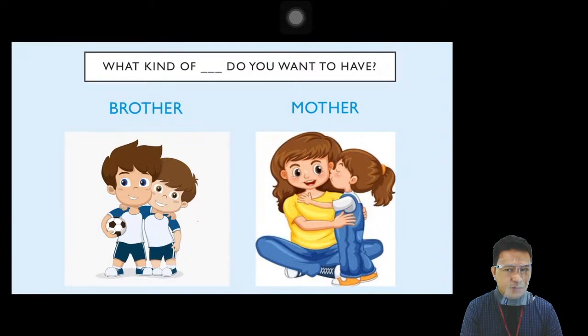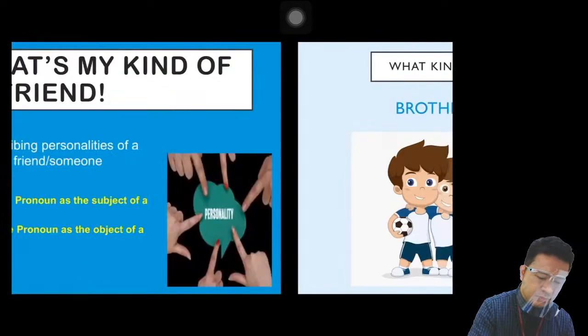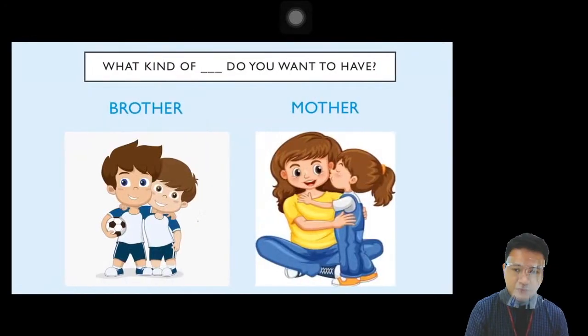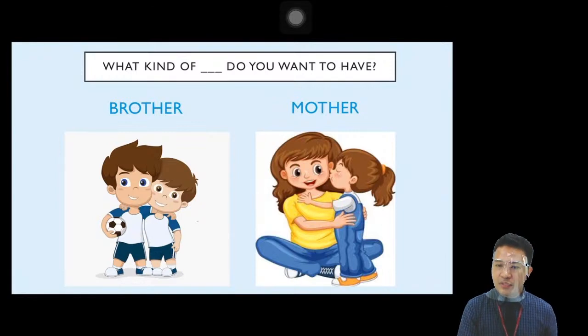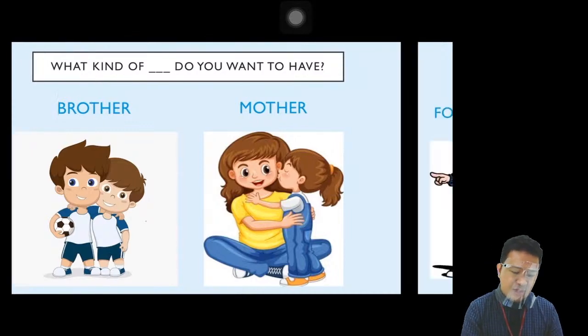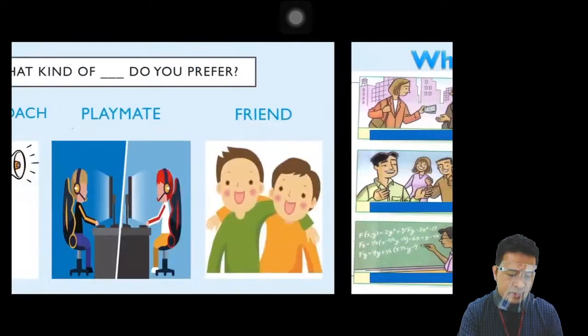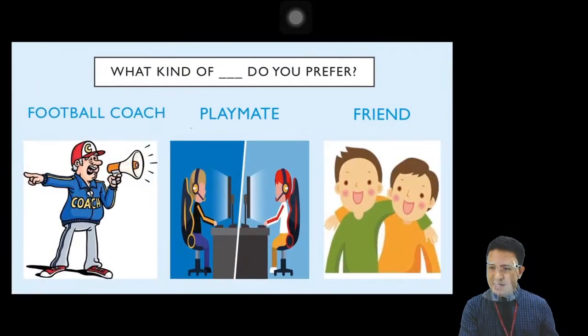So there's one. Let's try to write a sentence. For example, cool. And then we want to use also what kind of mother do you want to have. You can also say, I want to have a mother who is cool and who is kind or who is smart. Next, we also have another one, football coach. You can also repeat after me, football coach. The next one is playmate, and the other one is friend. And how to use them in a sentence or a structure.